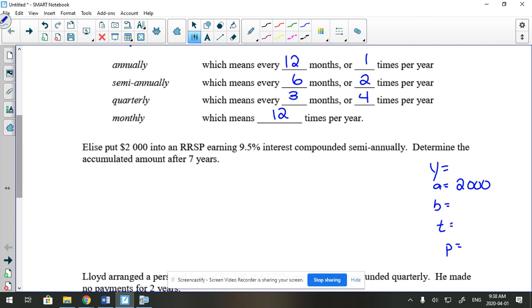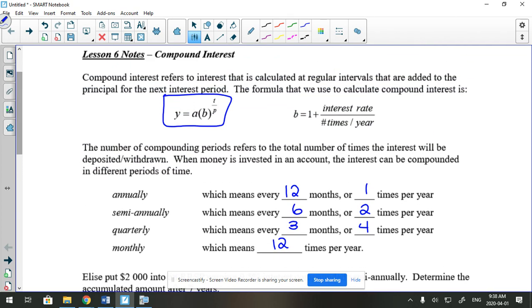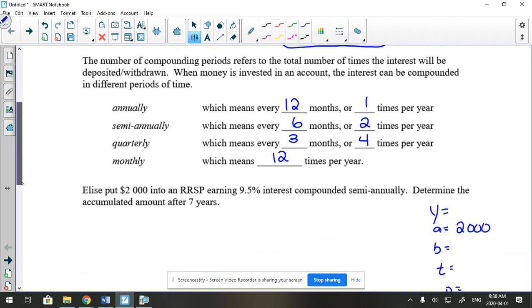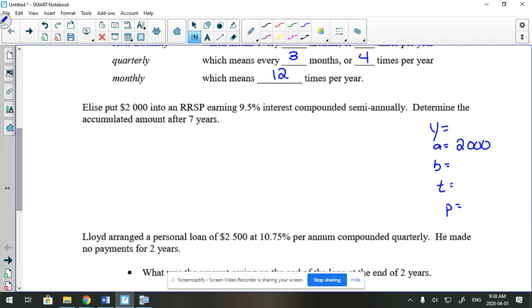So if you look up here, I put a generic way to figure out your B. It's going to be 1, that's your 100%, your initial starting money that always stays there, plus your interest rate divided by however many times per year it's actually occurring. So when I do my B down here, it's going to be 1 plus my interest rate, which I'm going to write as a decimal, divided by how it's compounded. It's compounded semi-annually, which means twice per year. So I'm going to divide it by 2. And that's going to be my B value.